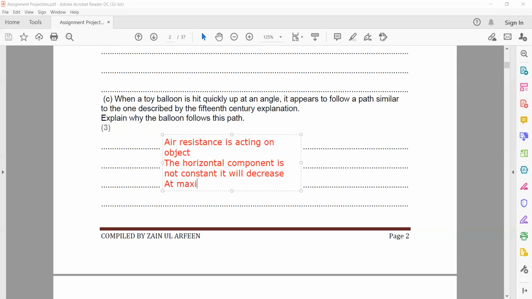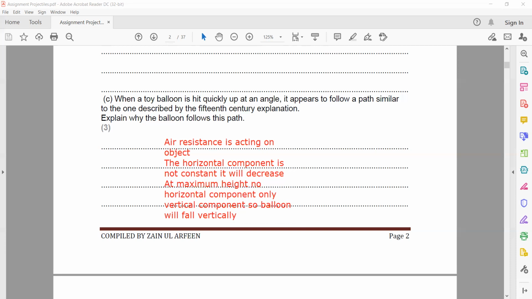At maximum height, when it reaches the maximum height, there is no horizontal component, only vertical component. So the balloon will fall vertically. Is it clear about the motion which is described in the 15th century about the balloon?